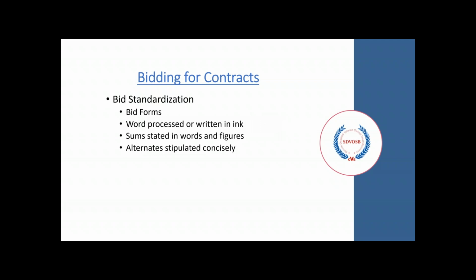Project bidding became more and more standardized throughout the years. This includes the use of standardized bid forms, something that's processed by a program such as Microsoft Word or something that's written in ink and printed out. The contract sums will be stated in both words and in Arabic figures, and any alternates used will be stipulated concisely, easy to follow.